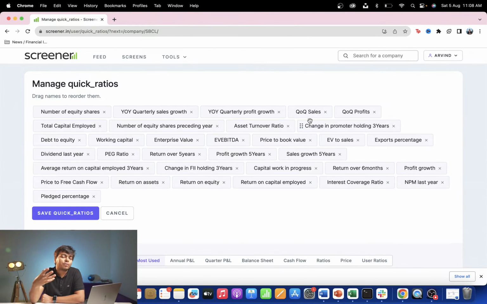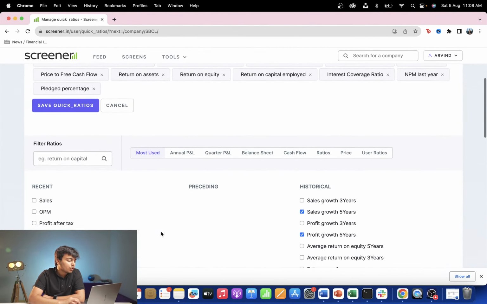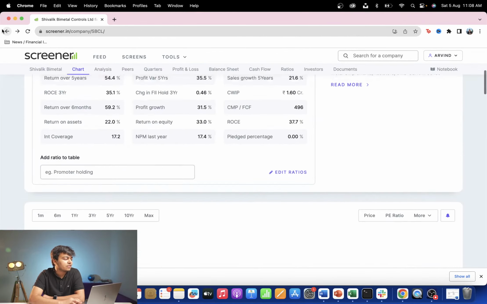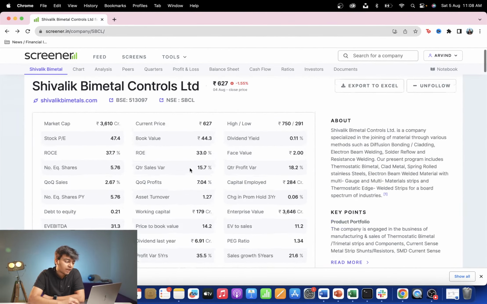If I give you a perspective, it becomes very important for a manufacturing company that we look at the EV by EBITDA multiple, the enterprise value of the company, and all those things. But when we look at an FMCG company, looking at the PE multiple is sufficient, or looking at the earnings of the company is sufficient. Looking at the enterprise value will not make a lot of sense for that particular company. So those are things we need to understand, how it works, and how we can make those changes. For now, let's stick to the existing ratios that have been marked.